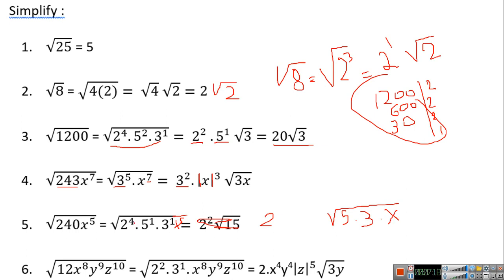Now I divide by 2. 4 divided by 2 is 2. 1 I cannot divide by 2, nor here. 5 divided by 2 is what? Square. No need to put absolute value. Why? Because the power of x is even. So what will be the answer? The answer will be 4x squared root 15x.